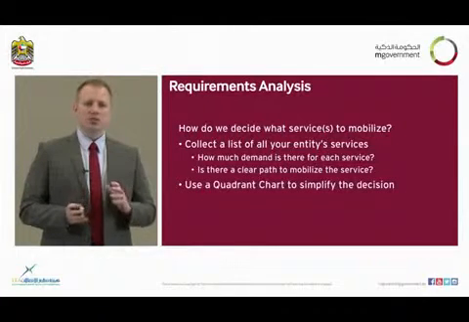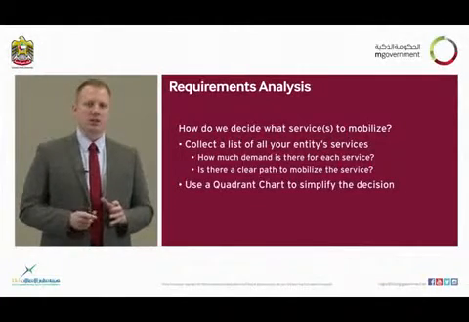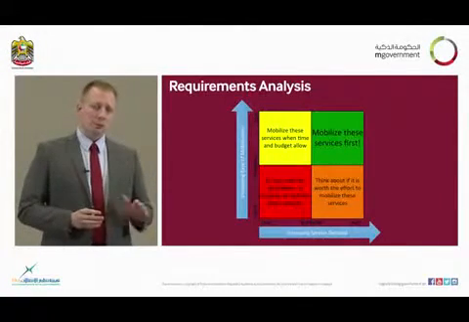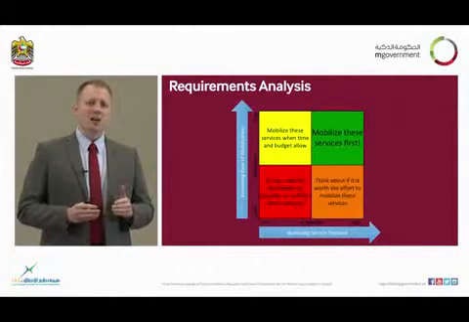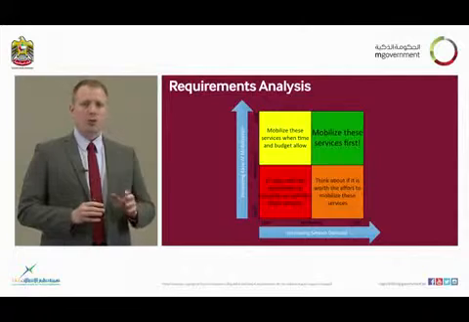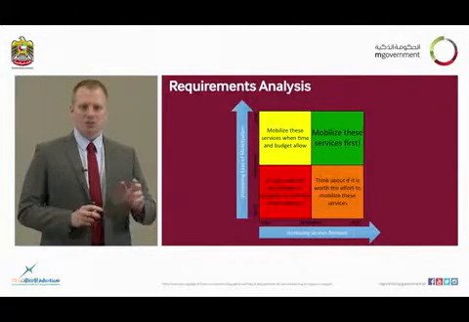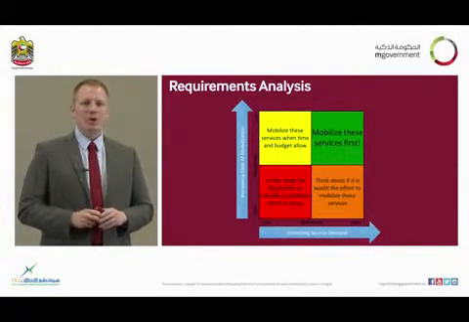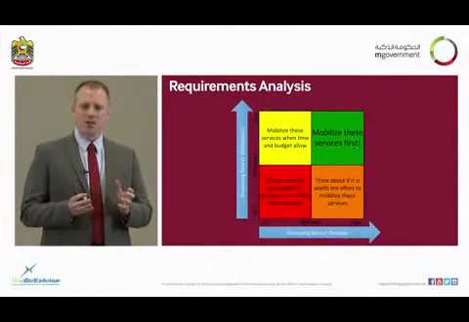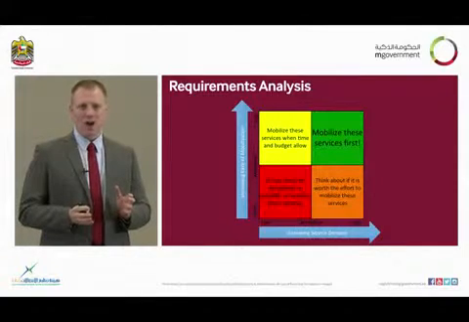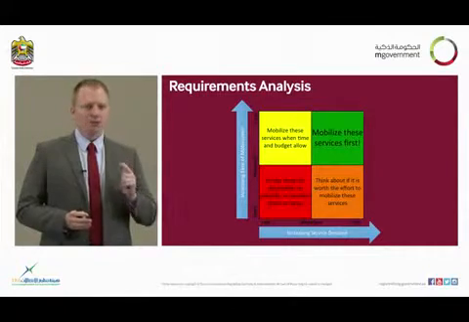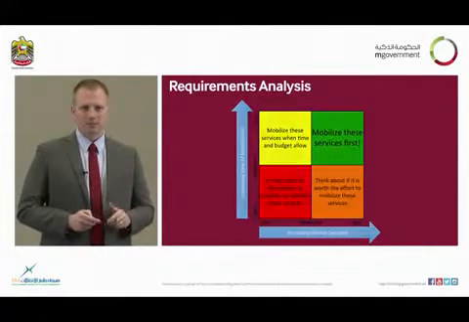Now, once you have those determined, you can put them together into something that's called a quadrant chart, which simply plots the amount of demand in one direction and the ease of making it a mobile service in another. Through this quadrant chart, when we rank the different applications and services that we provide, we come up with a clear-cut quadrant of these are the services that we should focus on mobilizing first, because they'll be very much used and very easy to implement.